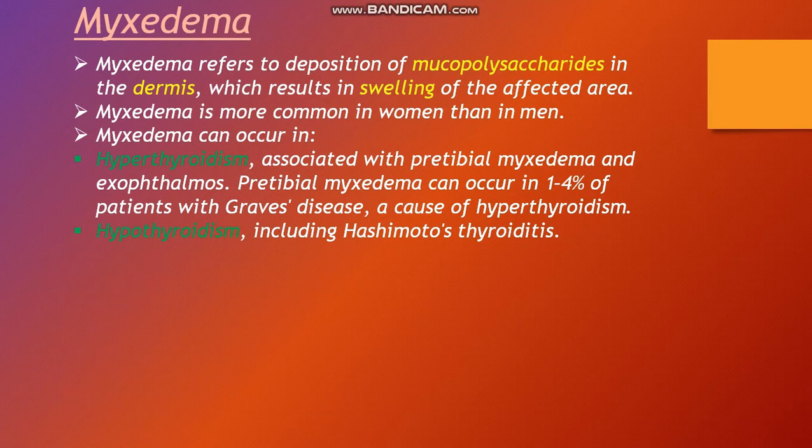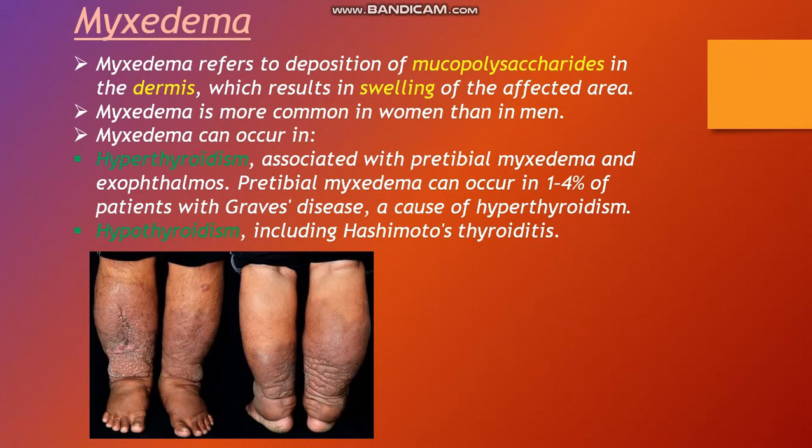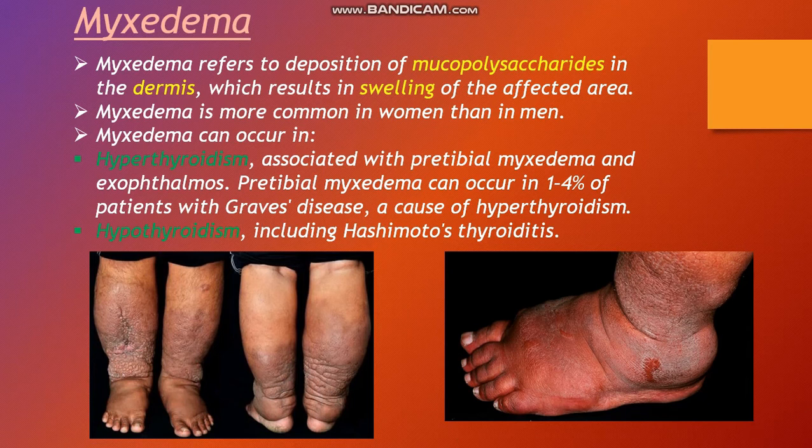Myxedema, though it is known as hypothyroidism of adults, is associated with pretibial myxedema and exophthalmos. Pretibial myxedema can occur in 1 to 4 percent of patients with Graves' disease. These are the myxedema, the mucopolysaccharides in the dermis.